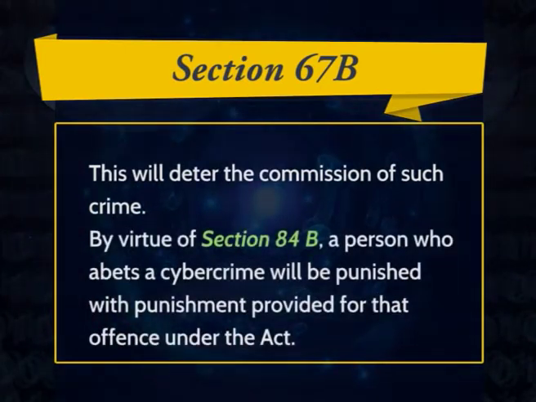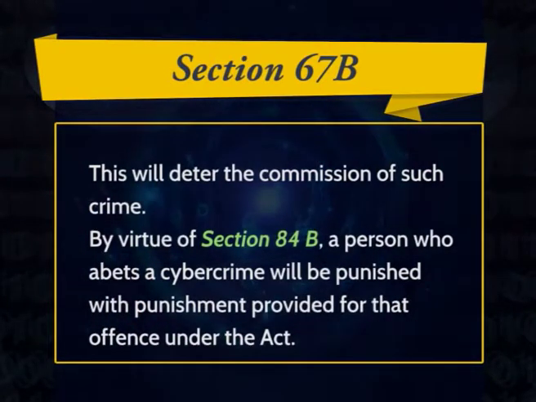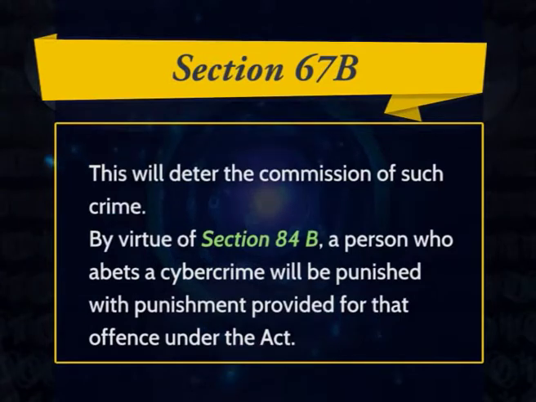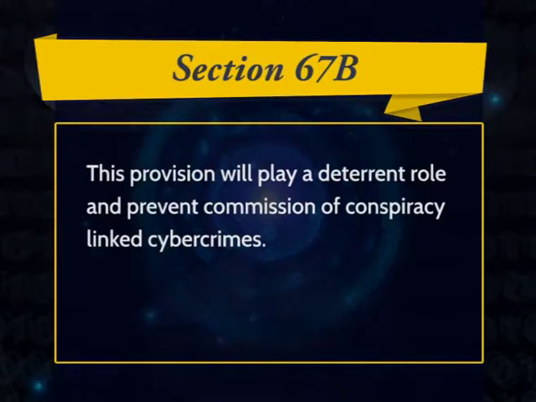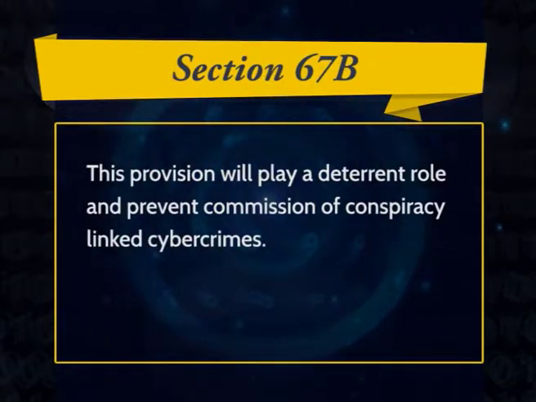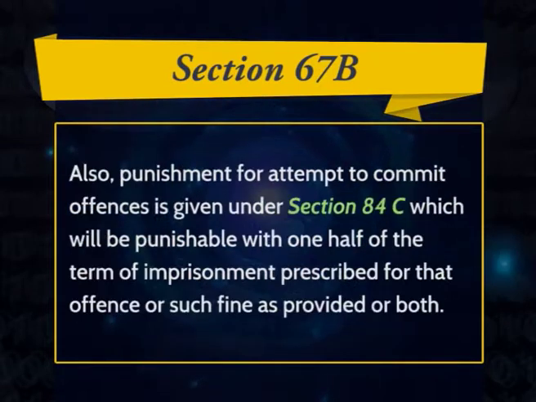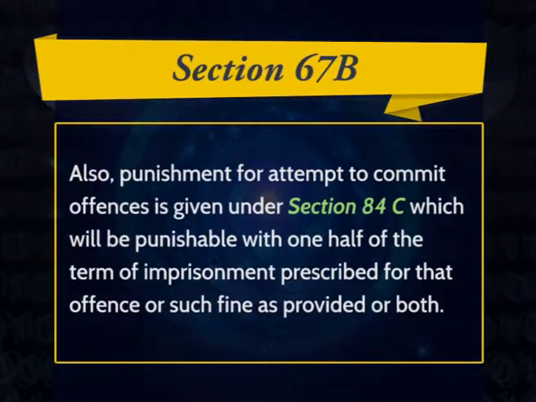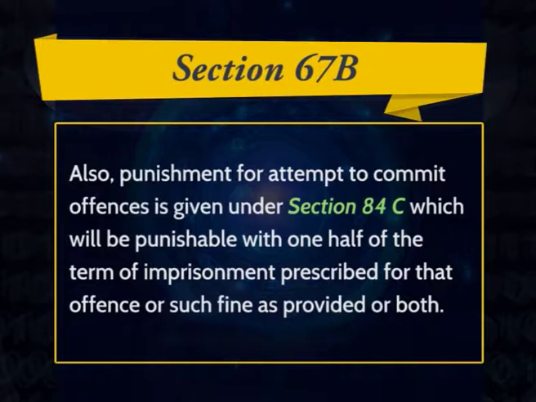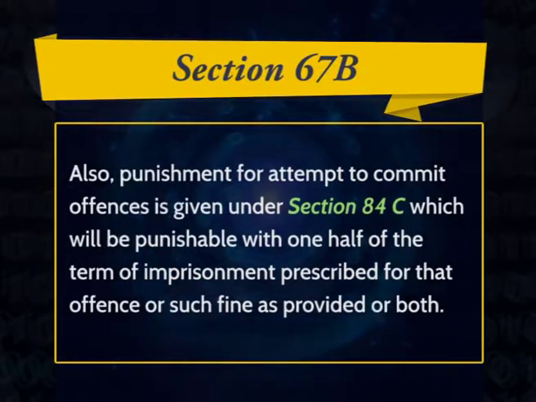By virtue of section 84B, a person who abets a cybercrime will be punished with the punishment provided for that offence under this act. This provision will play a deterrent role and prevent the commission of conspiracy-linked cybercrimes. Also, punishment for attempt to commit offences is given under section 84C, which is punishable with one-half of the term of imprisonment prescribed for that offence, or such fine as provided, or both.